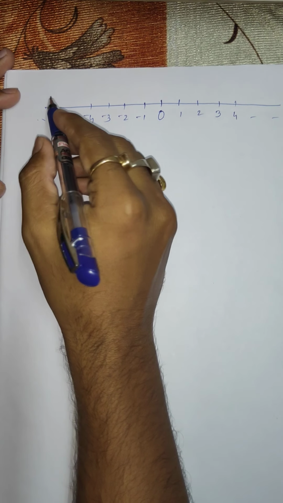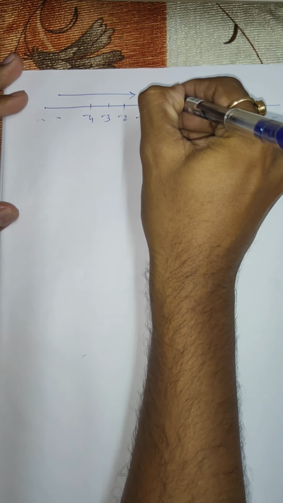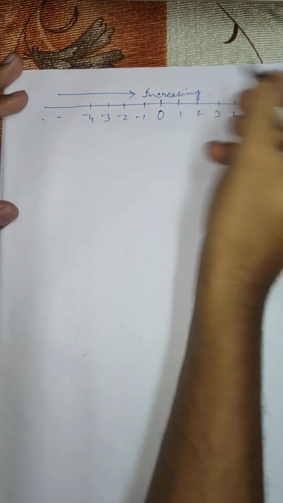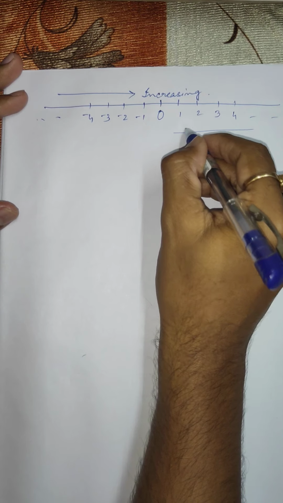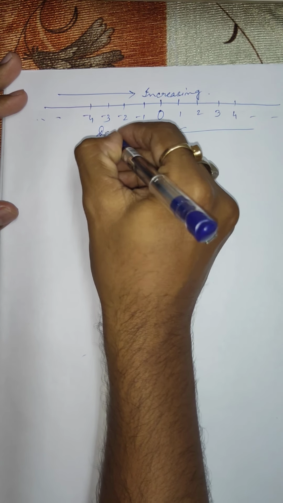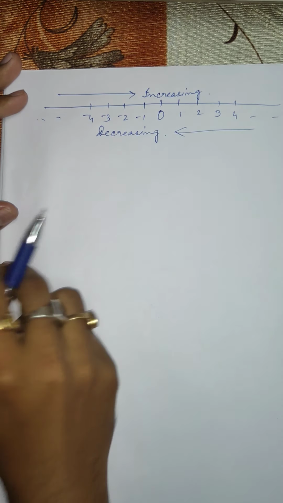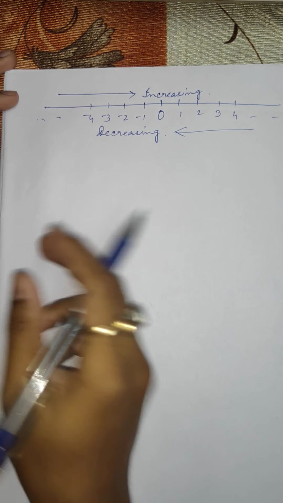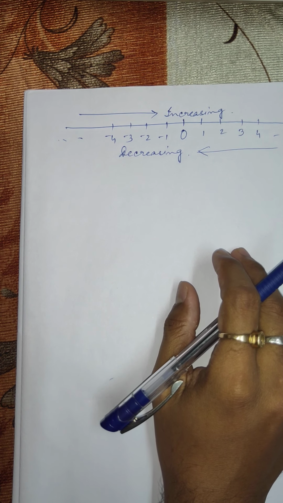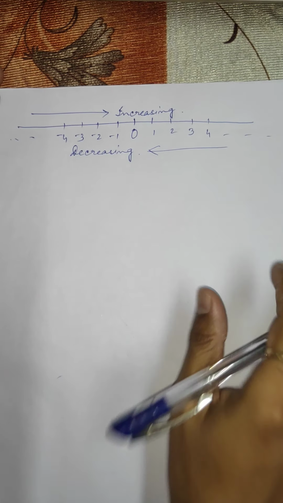Now you see, if I move from left to right, the numbers are increasing, and if I move from right to left, the numbers are decreasing. Now all the numbers we come across in the HSLC level, we can locate all the numbers in this number line. So let's see the numbers.